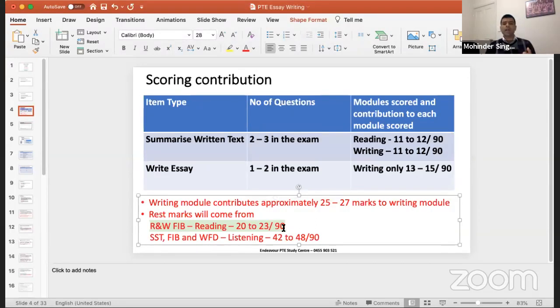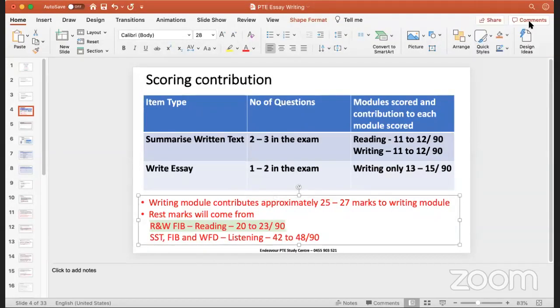So if you fail in writing, actually the writing module is not the culprit. The culprit is the listening module, because you have approximately 45 marks coming from your listening module towards your writing. Do we all understand that or not? Please unmute your phones and ask. Yes.